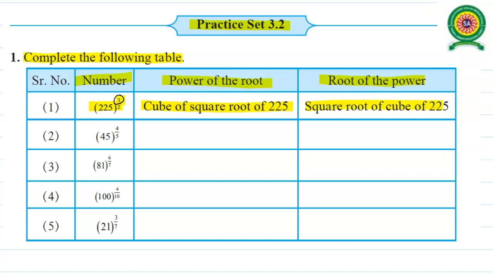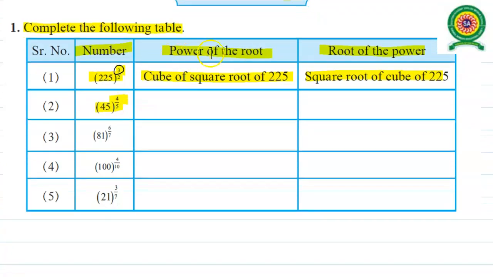Look at the second sub question now. We have 45 to the power 4 by 5. First of all we have to read it as the power of a root. So we can write it in the form 45 to the power 1 by 5 and whole to the power 4. That means ultimately we are using a to the power m into n, which we can write as a to the power m whole to the power n. So we have the fourth power of the fifth root of 45.